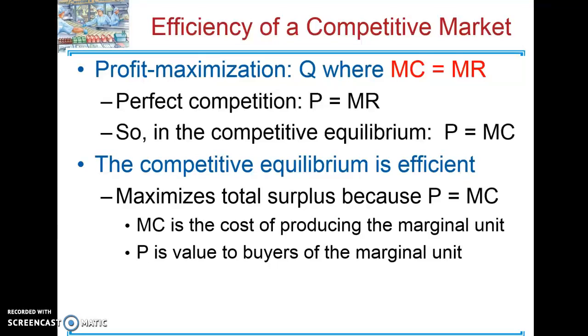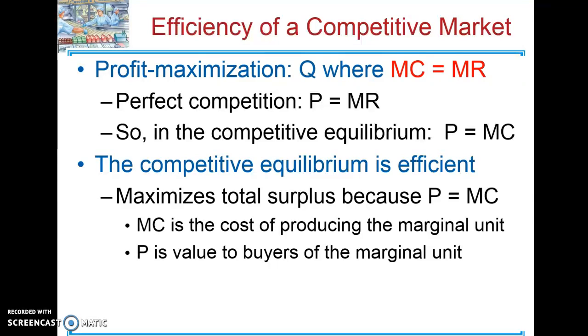The competitive market situation is efficient. Profit maximization occurs at the quantity where marginal cost equals marginal revenue. In perfect competition, price equals marginal revenue, and price also equals marginal cost. The competitive equilibrium is efficient. It maximizes total surplus because the price equals the marginal cost.